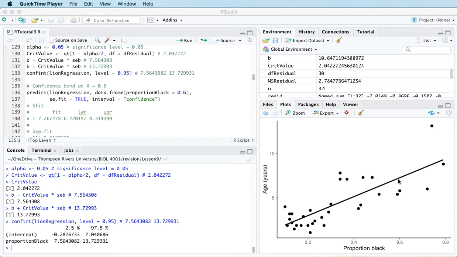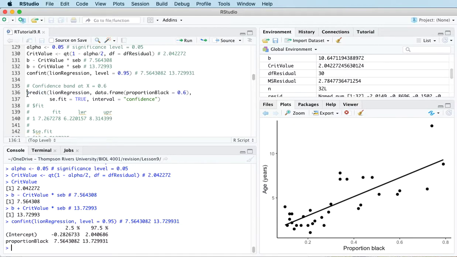And the language that gets used here sometimes is we're going to calculate a confidence band at the value x equal 0.6. And to do that, we're going to use the prediction function again. We used this before in the last video when we were just looking at the predicted value, the value on the line, but now we're putting a band around that, or a confidence interval around it. And so we set this argument here, interval equal to confidence.